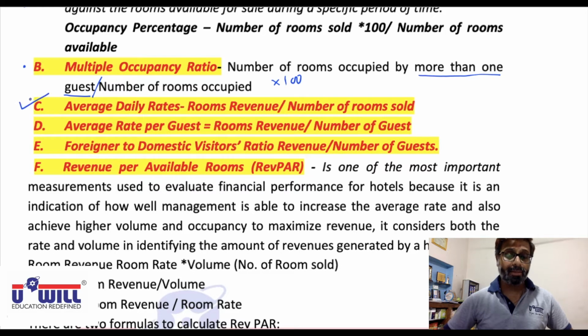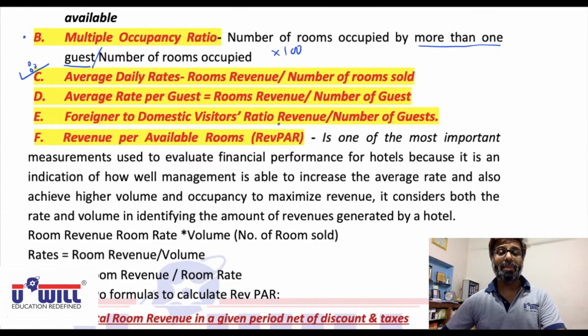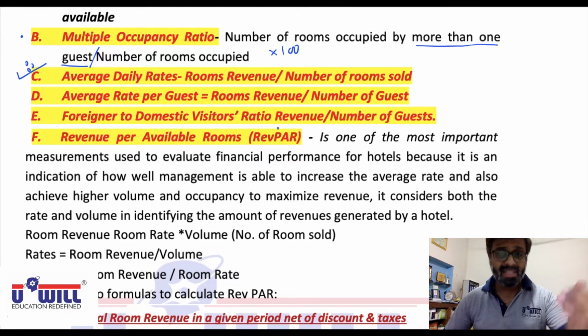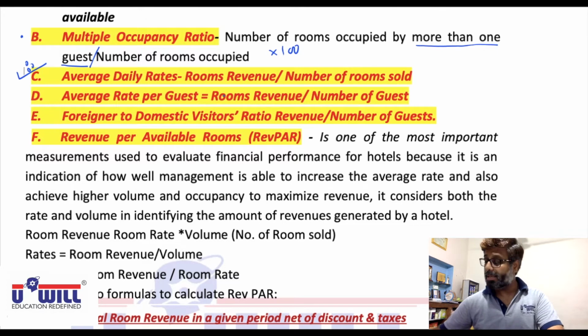Average daily rate is also important from exam point of view. We will be rewriting that again. Average daily rate means room revenue divided by number of rooms sold. See, when there is a peak season, let us say summer vacations are going on, Diwali vacation is going on, more people go to the hotels during these periods. Of course, this current year pandemic is an exception otherwise.